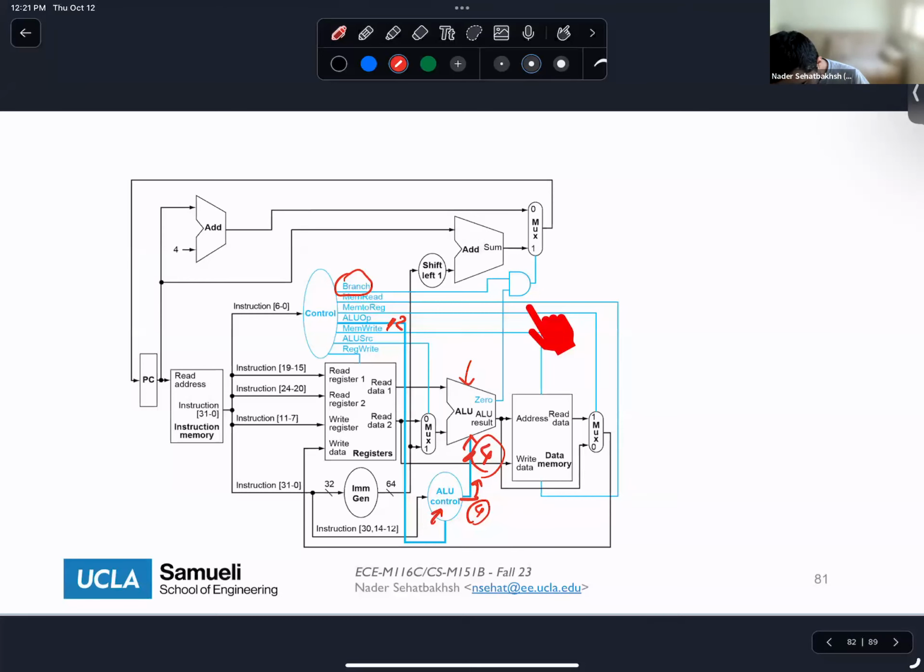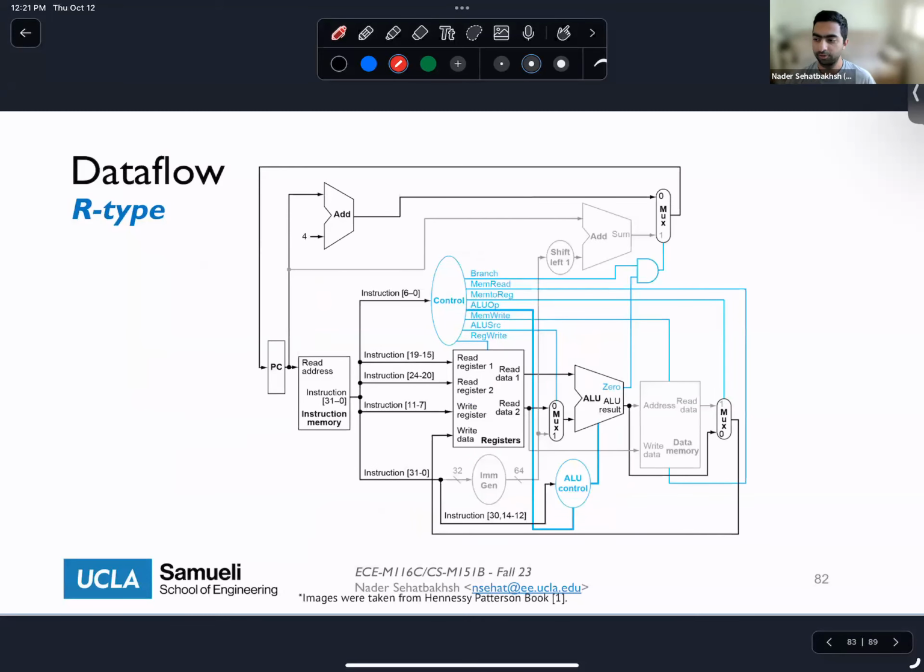Okay. So let's finish the discussion by very quickly going over how the datapath would look when we are executing different instructions. For example, if you think about an R-type instruction, let's see how the instruction flows into our pipeline. As you can see, the parts that are not going to be used are grayed out, okay? So here's the timeline of an instruction for an R-type instruction.